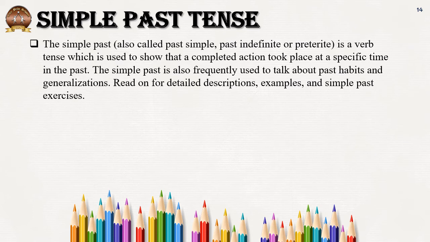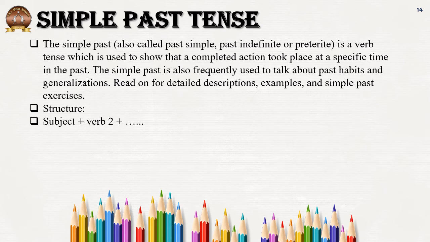Now, simple past tense, as we also call it past simple or past indefinite, is a verb tense which is used to show that a completed action took place at a specific time in the past. The simple past is also frequently used to talk about past habits and generalizations. This is very important, past habits and generalizations. Read on the detailed description, examples, simple past exercises.